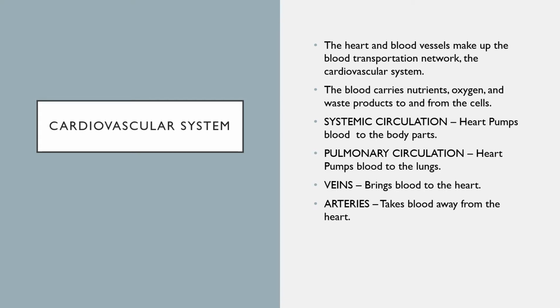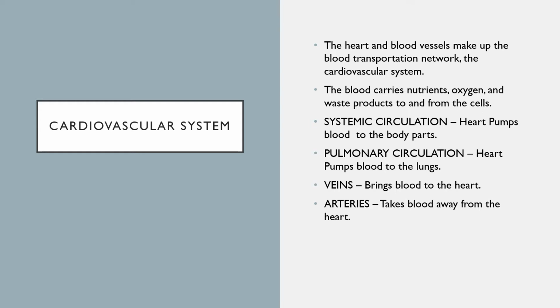Now, our heart consists of two muscular pumps, dividing the circulation into two components, the pulmonary circulation and systemic circulation. In pulmonary circulation, the heart pumps blood into the lungs for the purpose of oxygenation. And in systemic circulation, the heart pumps blood to the body parts.